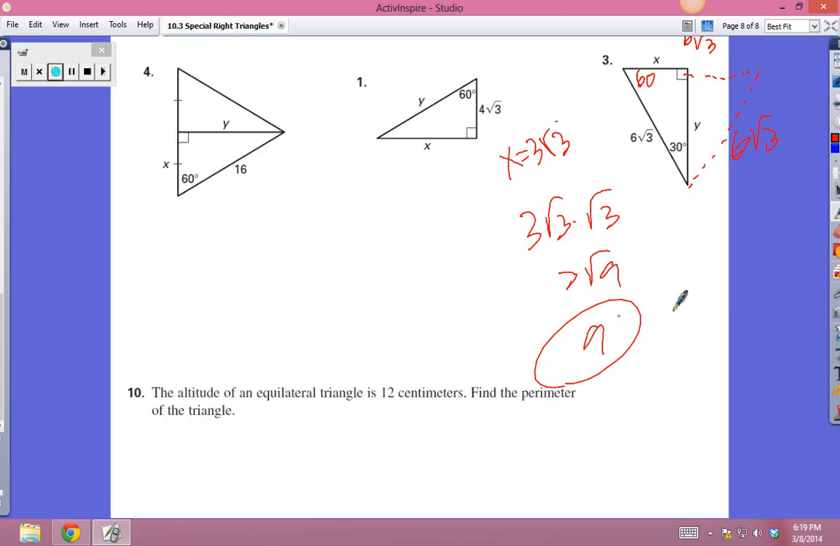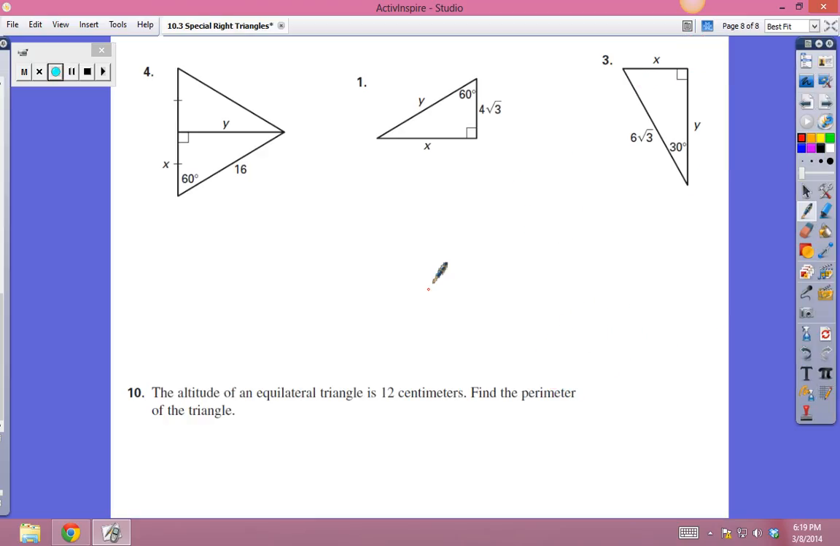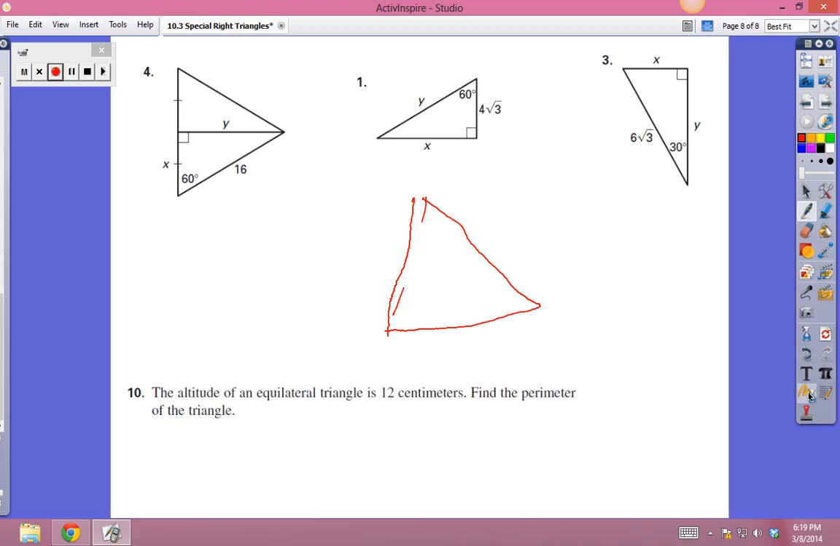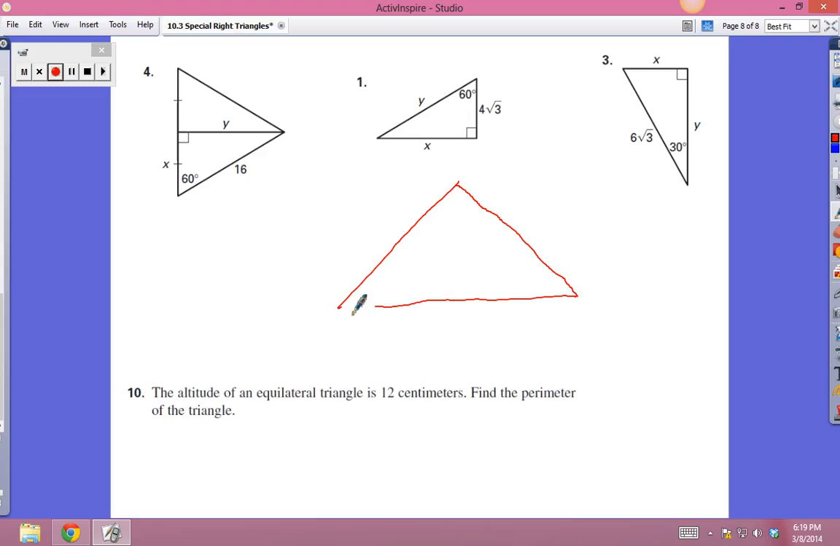Okay, number 10. We're going to have to draw a picture and see what they're describing. The altitude of an equilateral is 12. So in an equilateral, all 3 sides are congruent, and the height is going to be 12. What's the perimeter? The perimeter is going to be each of these 3 sides added together.